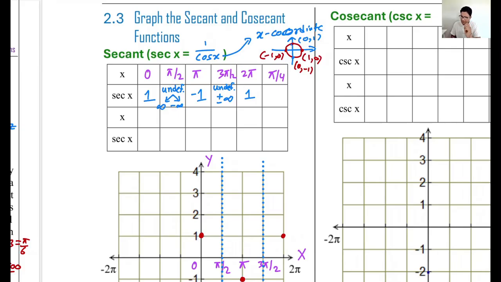Cos pi over 4. Now you have to remember on the unit circle. Cos pi over 4 is the x coordinate, which is root 2 over 2, or 1 over root 2, before it is rationalized. So its reciprocal, sec pi over 4, is going to be root 2.